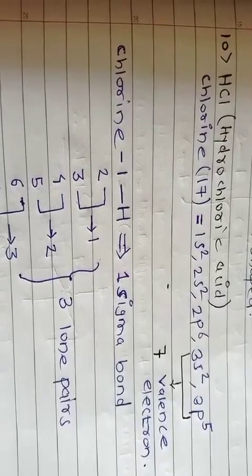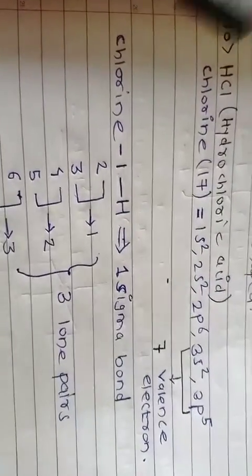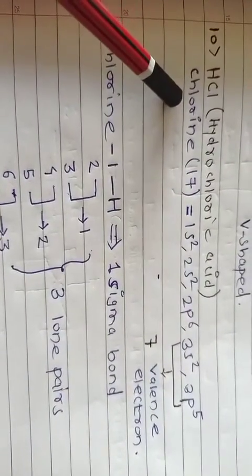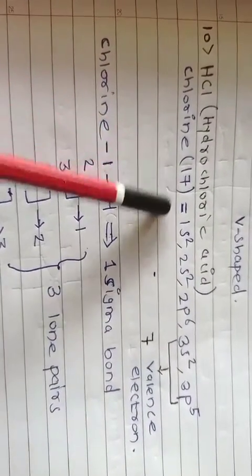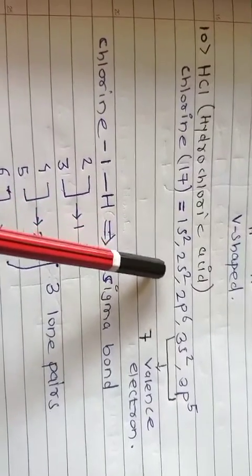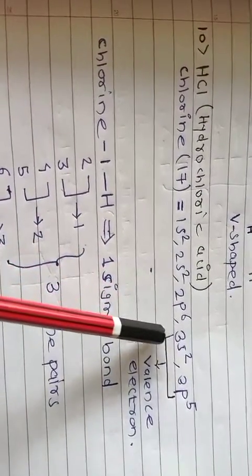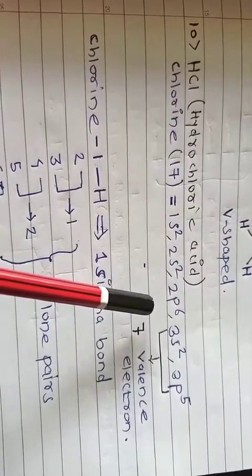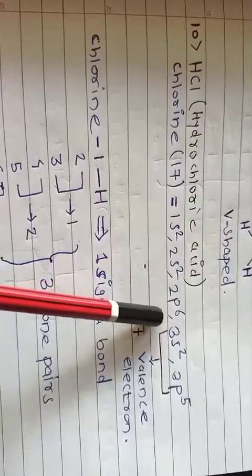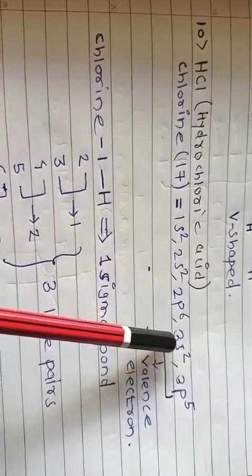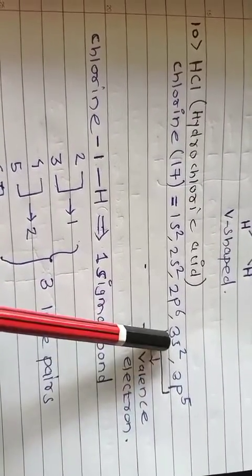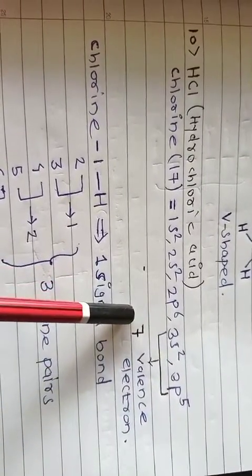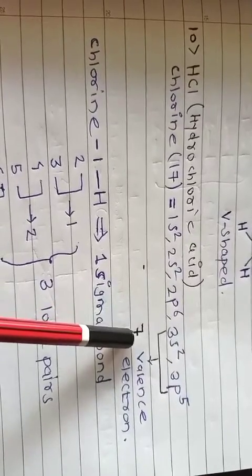Now the last example of today's topic, example number 10, HCl, that is hydrochloric acid. So we know chlorine has atomic number 17 and electronic configuration 1s2 2s2 2p6 3s2 3p5. Valence electrons are those electrons present in the last shell. The last shell is the 3rd shell. In the 3rd shell there are 2 orbitals, s and p. s carries 2 electrons and p carries 5 electrons. Therefore the total is 7 valence electrons in chlorine.